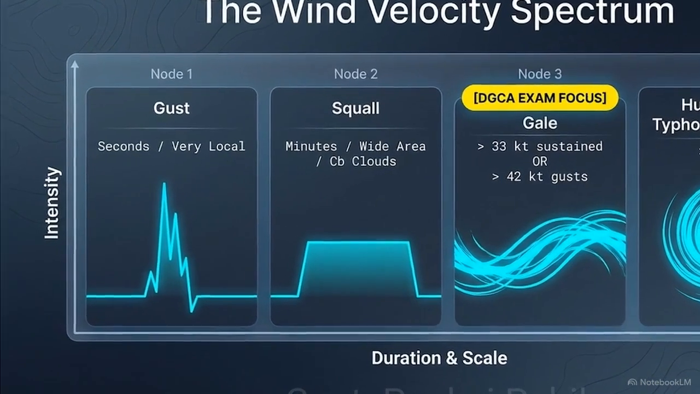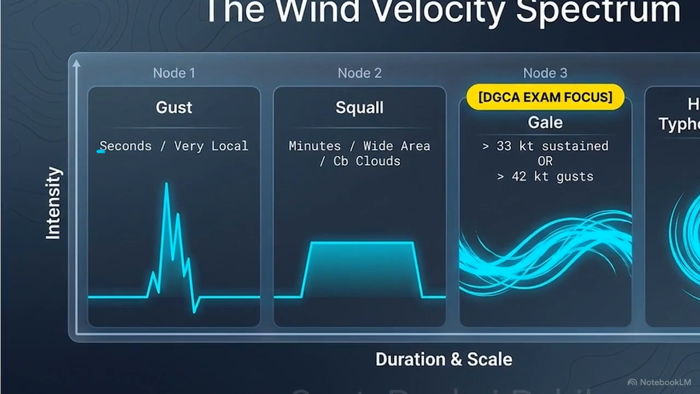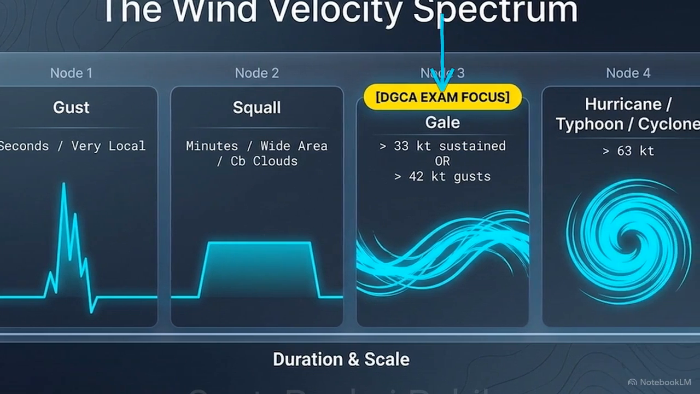Notice the contrast between the first two nodes. A gust is highly localized and lasts only seconds. A squall sustains its increased velocity for minutes, covers a wide area, and is heavily associated with cold fronts and mature cumulonimbus clouds. For the DGCA exam, focus precisely on Node 3.